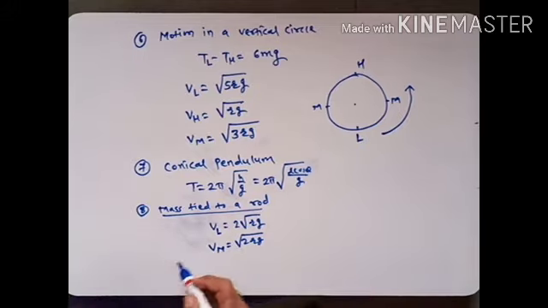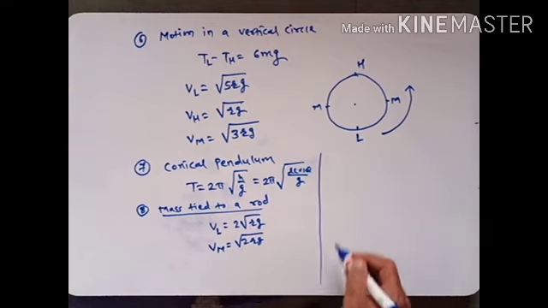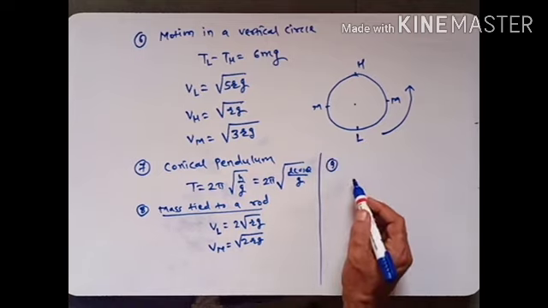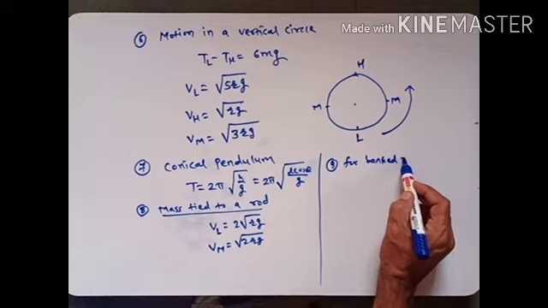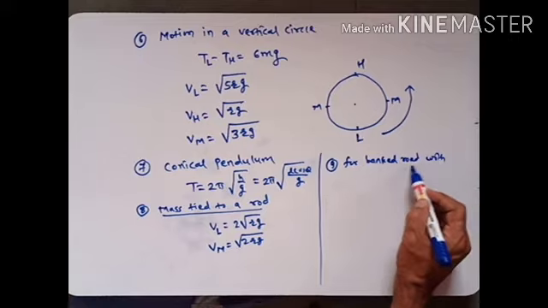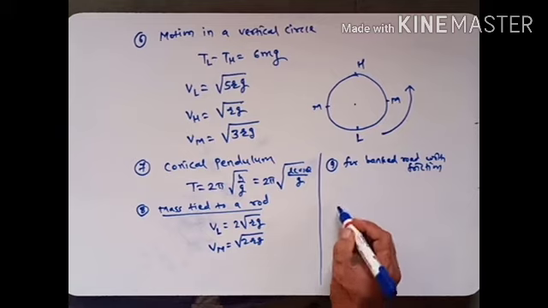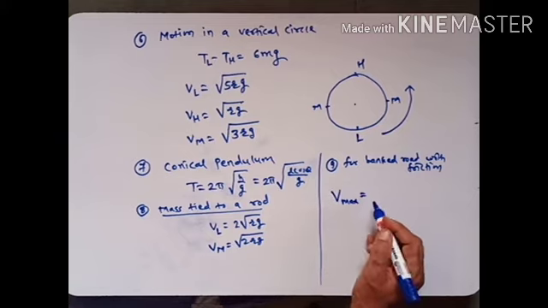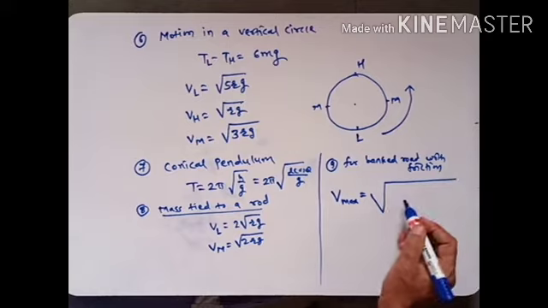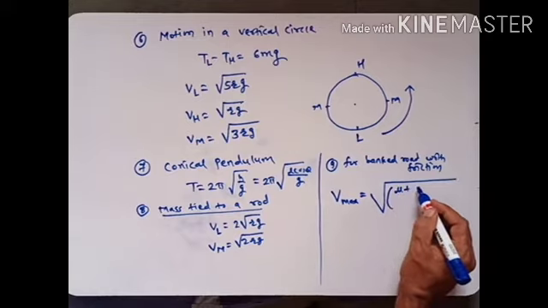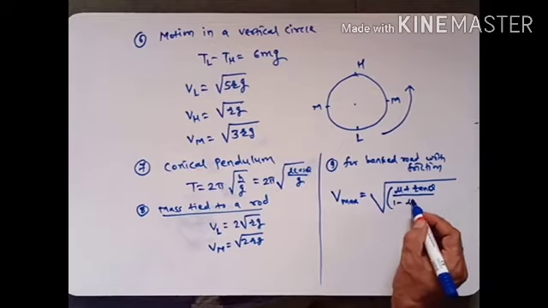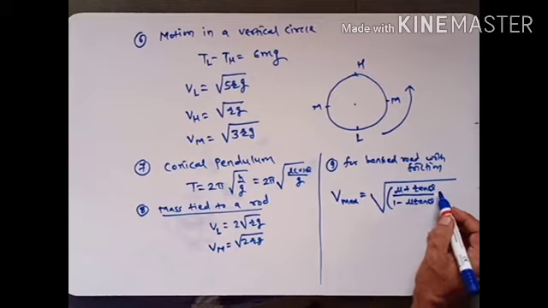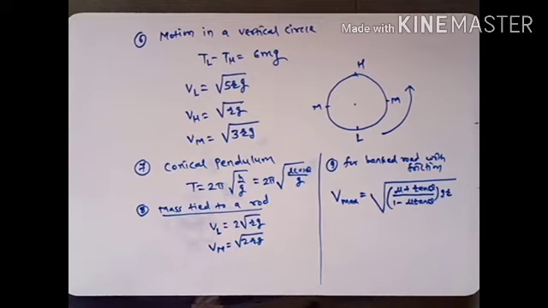Now one formula remains here. Ninth, I will say here, for banked road with friction, Vmax is equal to square root of mu plus tan theta upon 1 minus mu tan theta, into gr. This is the ninth formula.